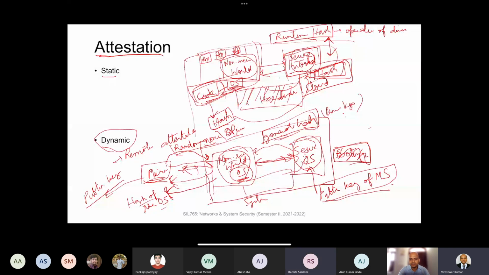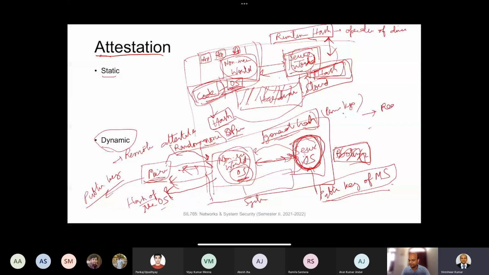And when is the new hash being generated after the update? So the new hash is generated at the secure OS. So the secure OS is the one which will generate the new hash. Okay, so some computation has to be done by the secure OS. So what are the two important computations that have to be done by the secure OS?